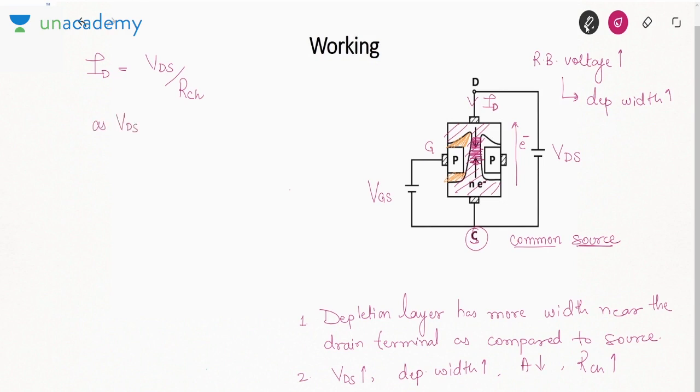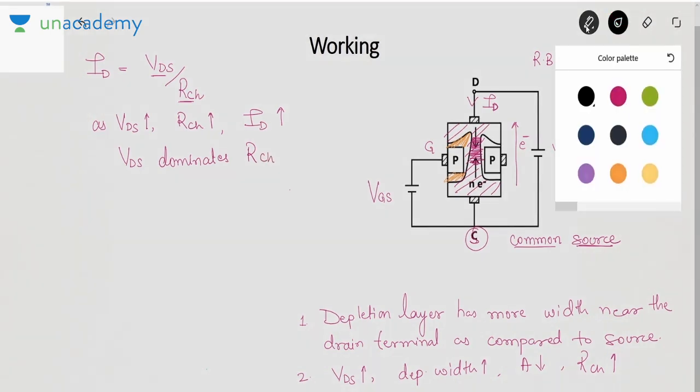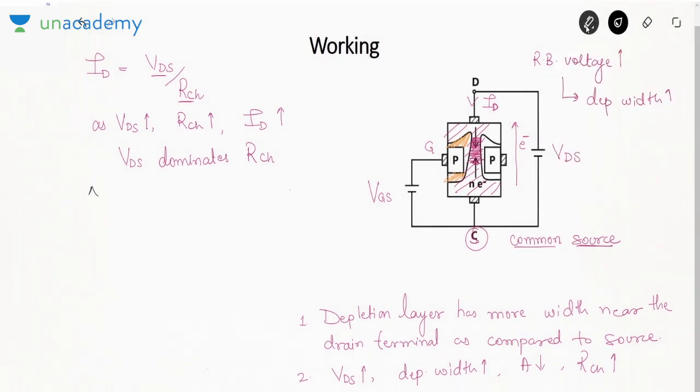So as VDS increases, RCH increases. That means both numerator and denominator are increasing, but VDS dominates. That is why we say ID increases. What I mean to say here, VDS dominates RCH. The increase in VDS is more as compared to the increase in RCH. So overall the current will increase. So if we plot the current, how will it look?